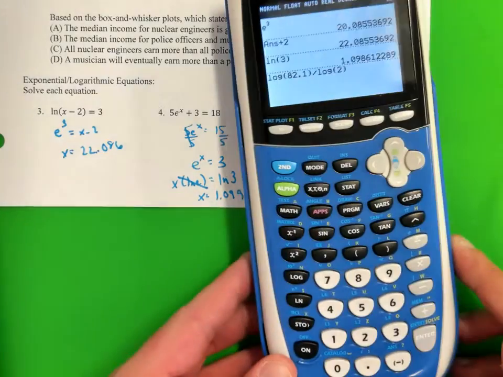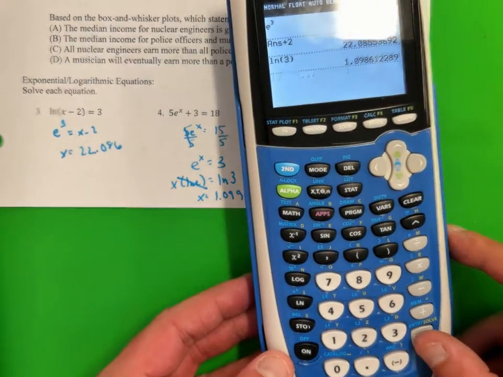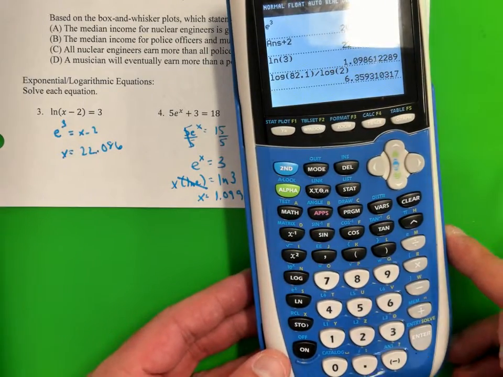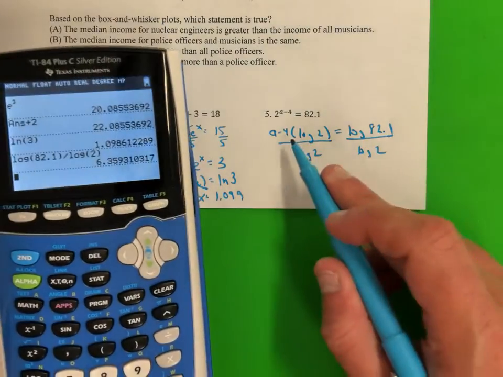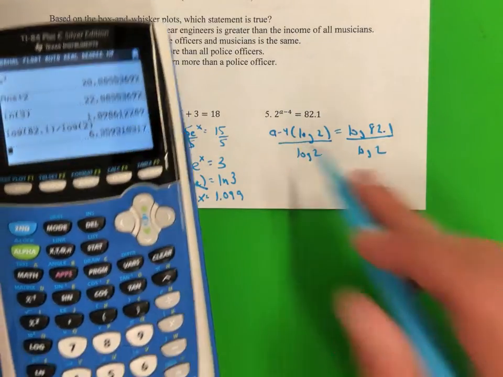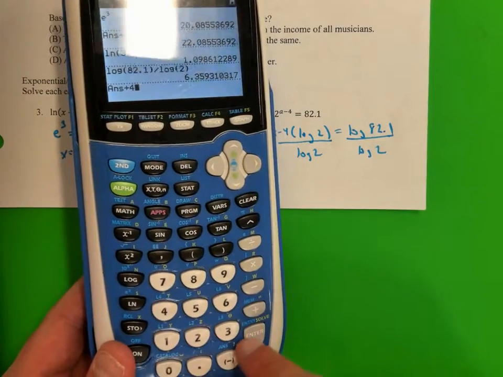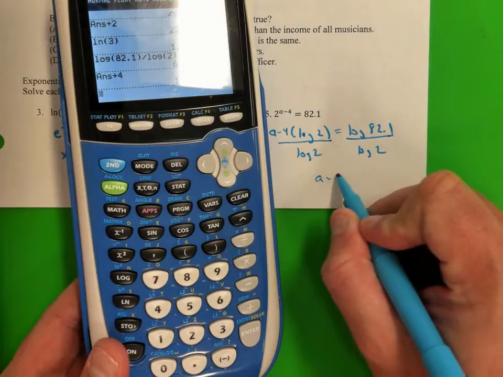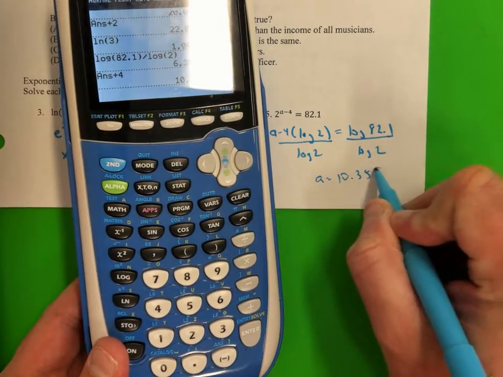So when I divided that, that's how I put that in my calculator. I get that ferocious decimal. And then, what would I move over there? And then I would add what to it? 4. And my final answer is 10.359.